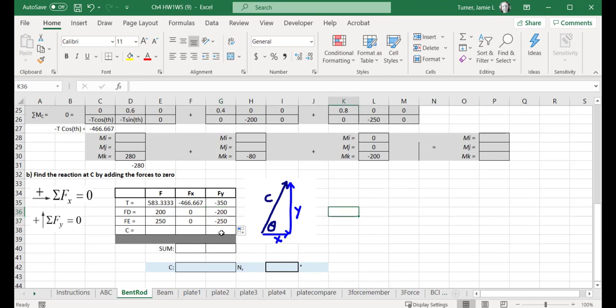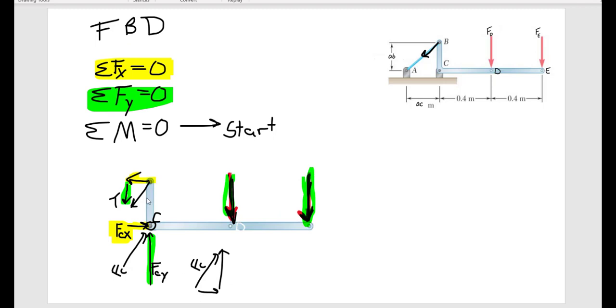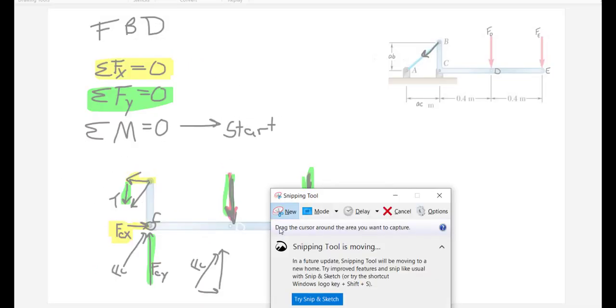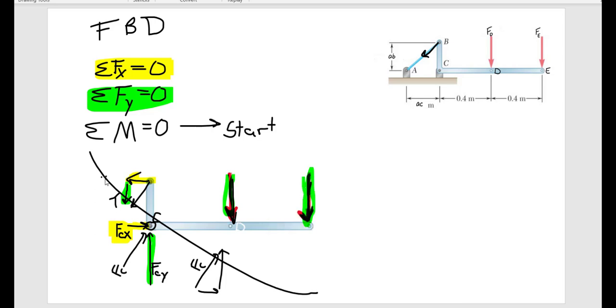So the last thing we have here is to figure out the force at C, right? So we figured out what this tension was, and then the next piece is to figure out what those other forces were.